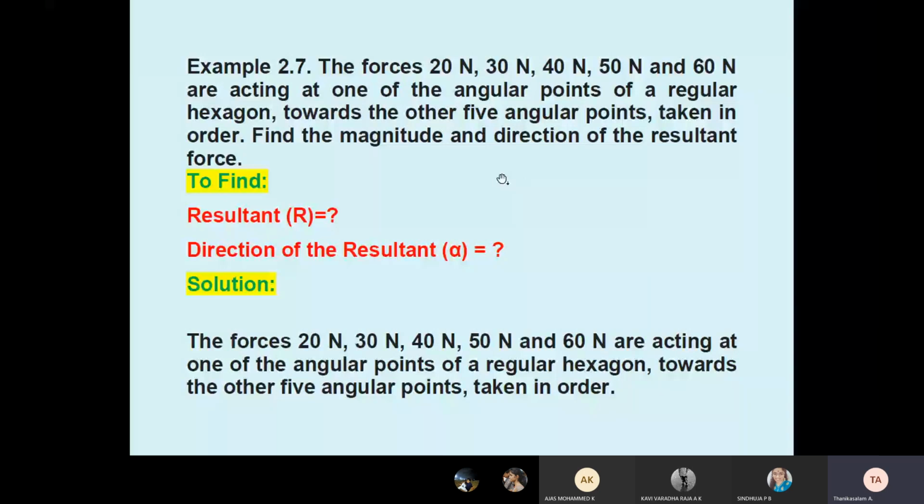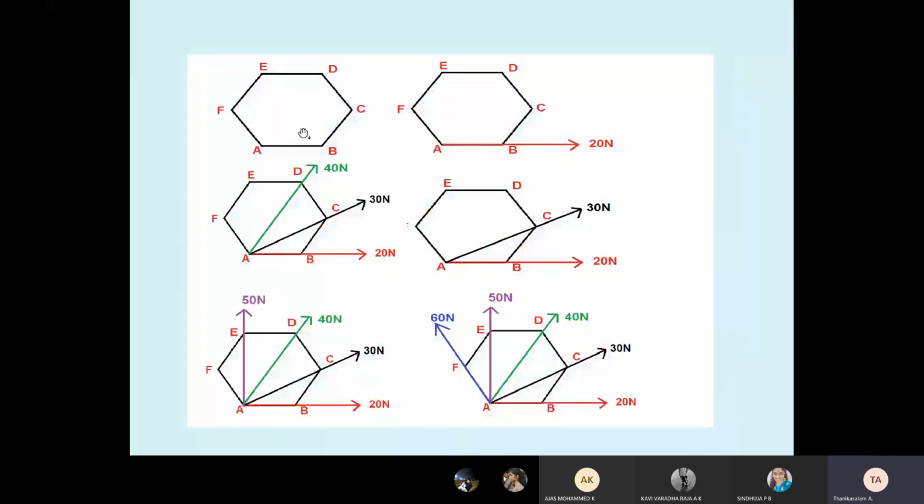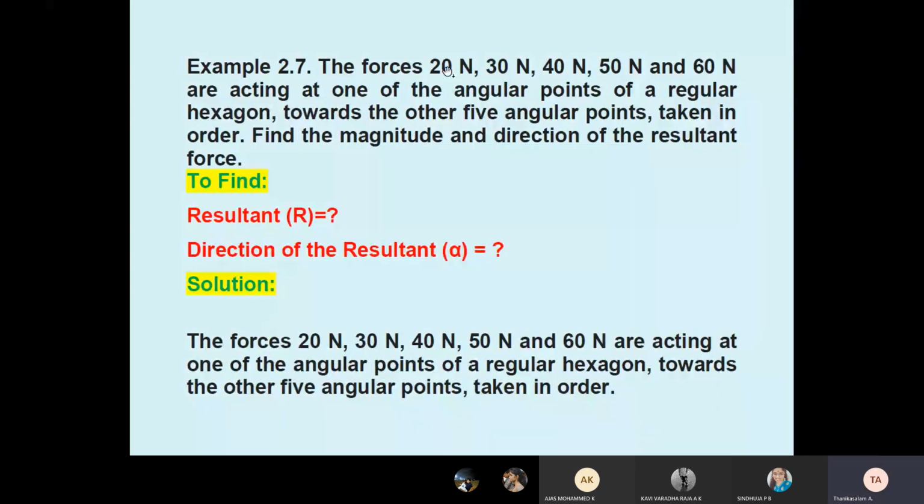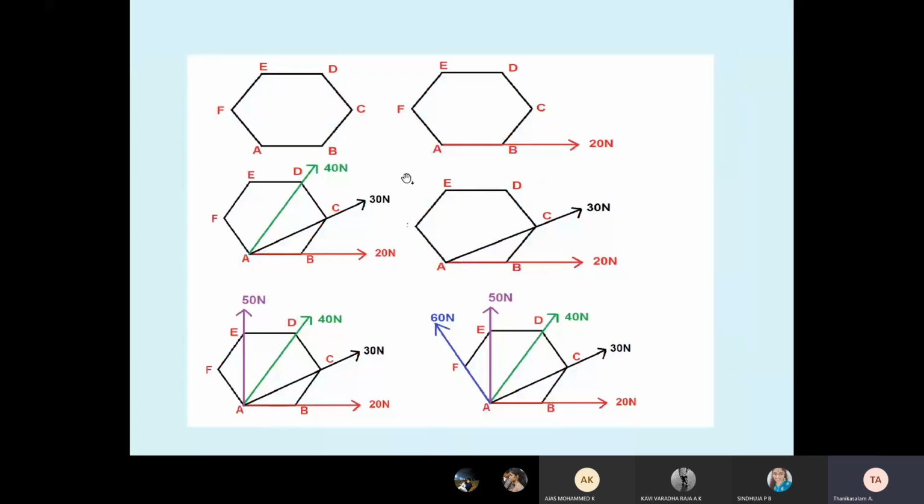Okay. Now I have made all the steps in a single diagram. See here, first the diagram: hexagon A, B, C, D, E. First force 20 Newton, second force 30 Newton, third force 40 Newton, fourth force 50 Newton, and fifth force 60 Newton, acting from one point. So I have taken point A.